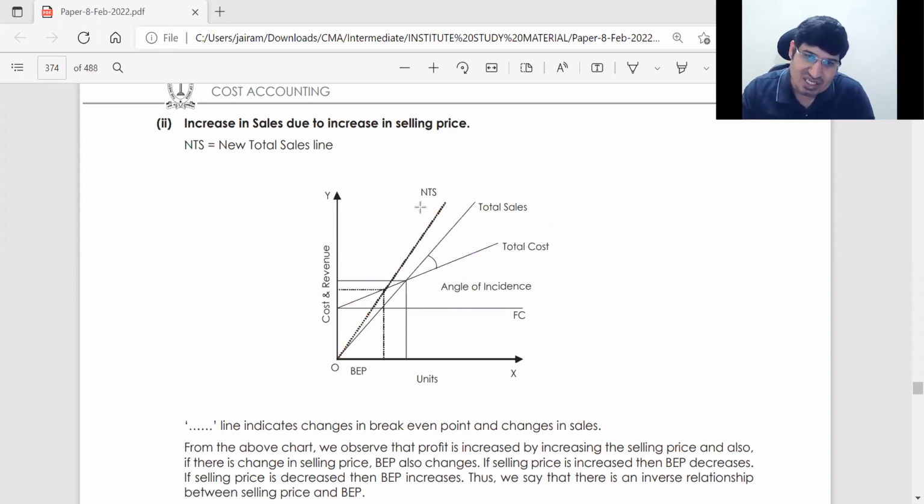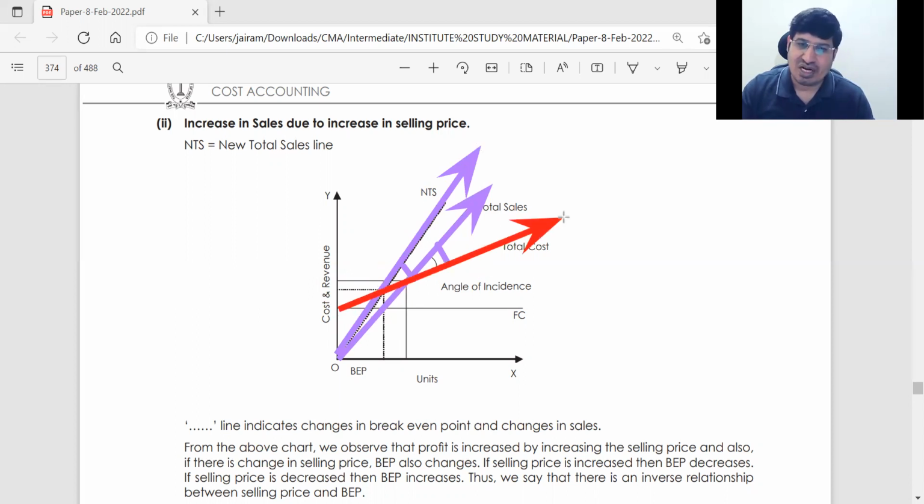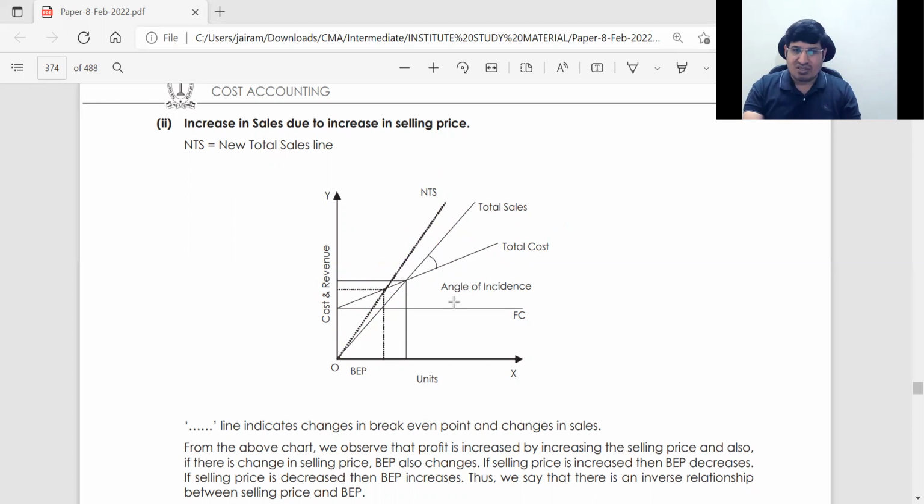And what is the change in the angle of incidence? This was your earlier angle of incidence. Now your angle of incidence is this much. It's bigger. A simple logic is, earlier it was coming from this angle, now this angle has increased. The second part, the cost, remains the same. So your angle of incidence has to increase. In this picture it's not that clearly visible. That's why your angle of incidence increases if there is an increase in sales due to an increase in selling price. Any question?